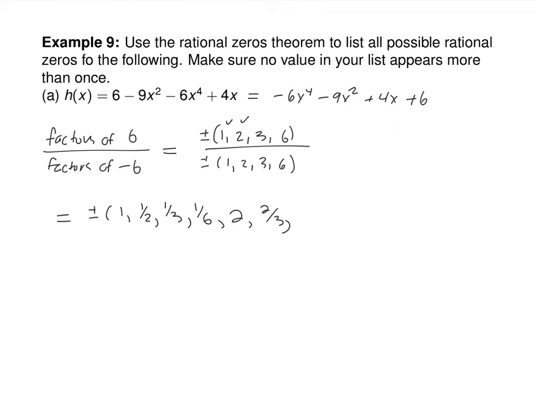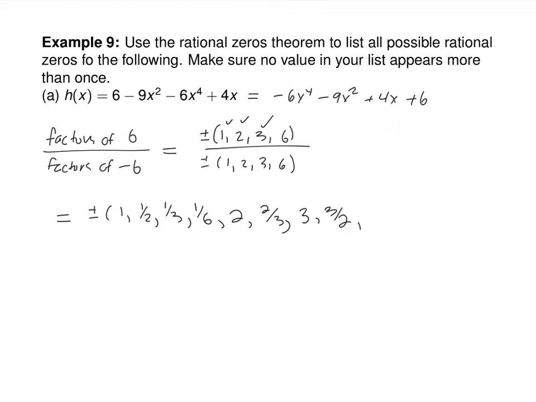Now do the 3. Is 3 over 1 a new number that's not in our list? I think it is. Because it's 3, not 1. It's 3 over 1, not 1 over 3, right? So we did 3 over 1. Is 3 over 2 in our list already? Nope. Is 3 over 3 in our list already? Yes. How about 3 over 6? Yes. Okay, good. Did that one.